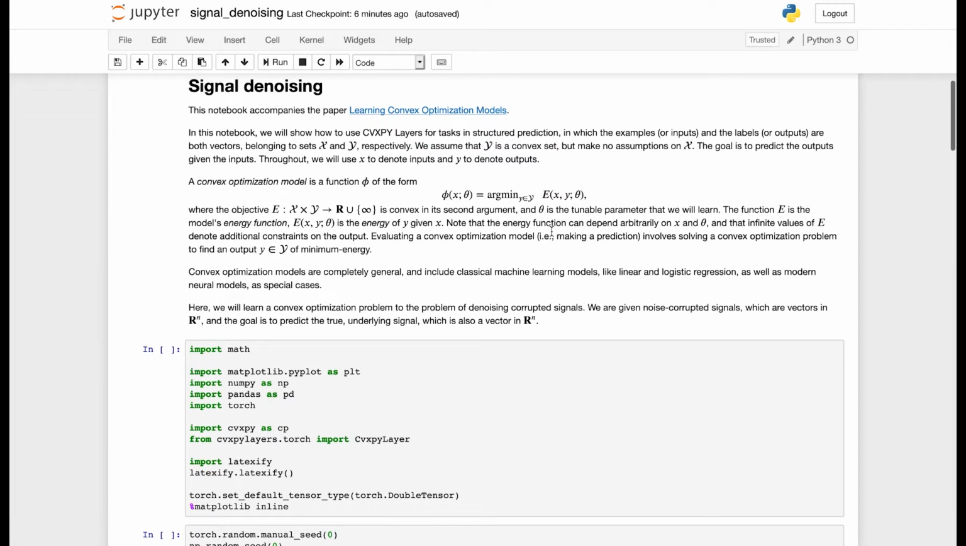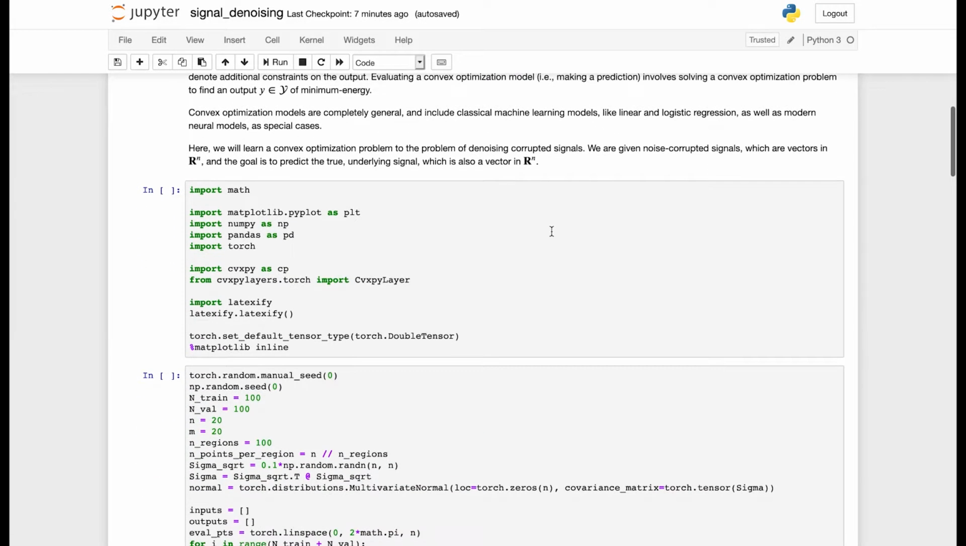This notebook specifically looks at an example in which the goal is to denoise some noise corrupted signals. The training data looks like a bunch of signals which are vectors in R^n. They're corrupted by noise, and the labels are the true uncorrupted underlying signals, which are also vectors in R^n. Here n will be like 20. So we can jump right into the code.